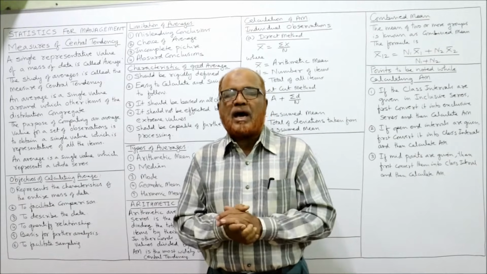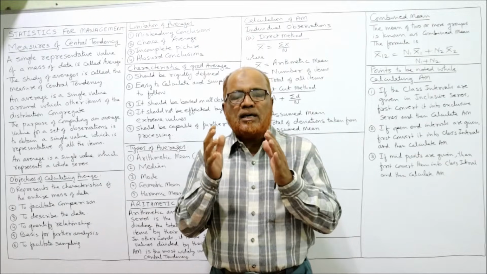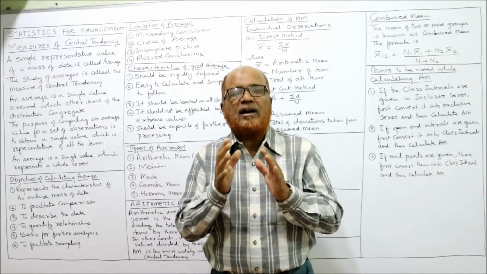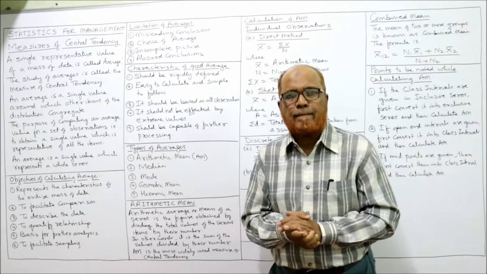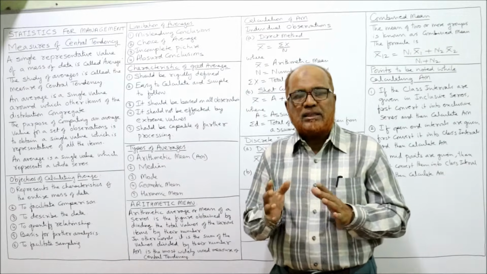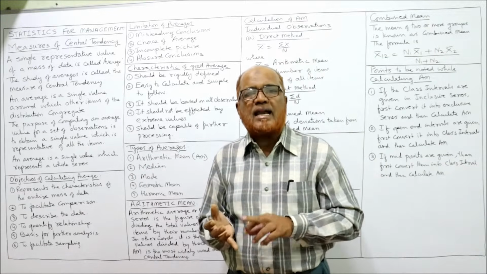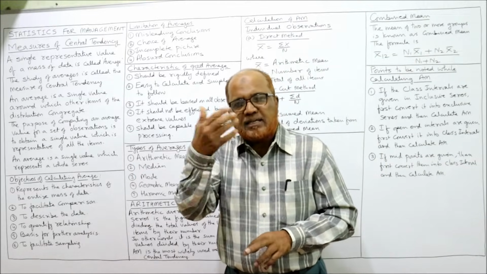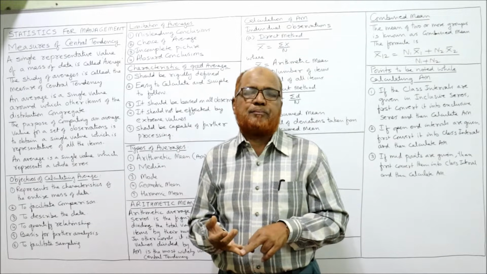But first of all, I have selected a small, easy to understand topic so that you don't find any difficulty in understanding. That's why a small chapter, small topic I have selected. That is measure of central tendency. So in this video, I'm going to explain you about measure of central tendency and arithmetic mean. In the next video, I'll explain about median, mode, geometric mean, harmonic mean, right?